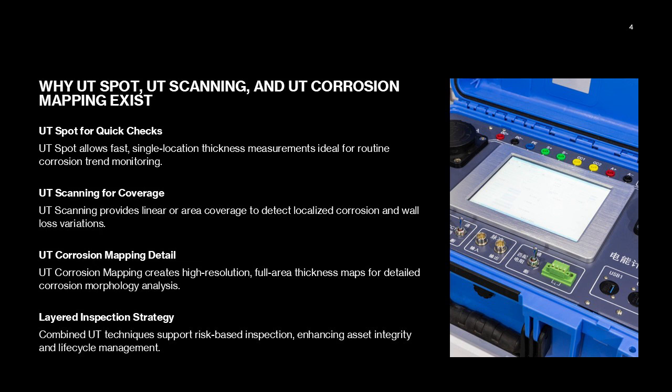It provides linear or area coverage and reveals wall loss variations. Meanwhile, UT corrosion mapping is the most comprehensive technique, producing high-resolution, full-area thickness maps that give engineers detailed insights into corrosion morphology. This level of detail is vital when assessing structural integrity, remaining life, and fitness for service under standards such as API 579. Together, these techniques form a layered inspection strategy aligned with risk-based inspection, RBI, methodologies.